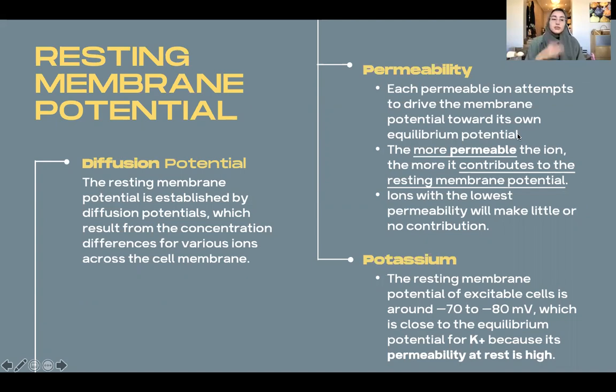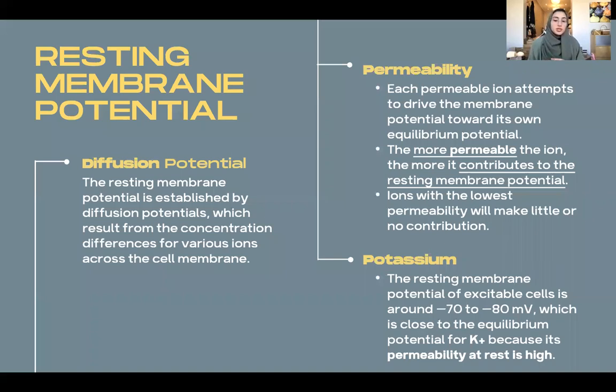Why does that make sense? If you have a lot of potassium inside of the cell versus outside of the cell, when it wants to leave the cell, that means it wants to make the inside more negative, driving it towards its own equilibrium potential. And the very, very important principle that I always want you guys to keep in mind, which is also going to help you a lot with action potentials, is: the more permeable the ion, the more it contributes to the resting membrane potential.